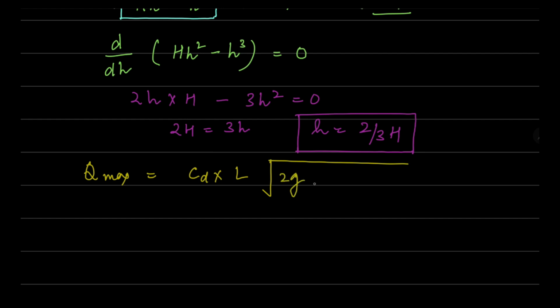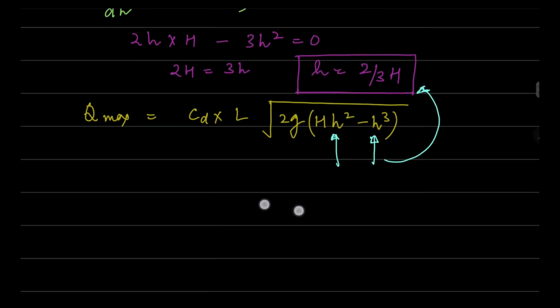2G h square minus h cube. This was our original expression. Here we will replace this small h value with this one. So if we put this value, this expression will look like Q max is equal to CD into L. So we are taking under root 2G outside, so that we need not take care of this thing.